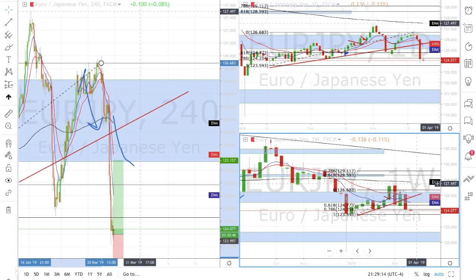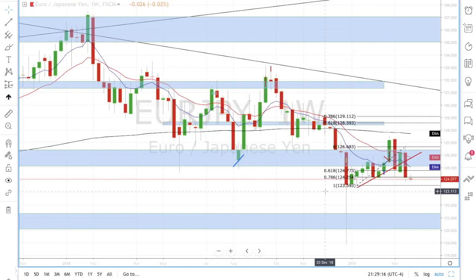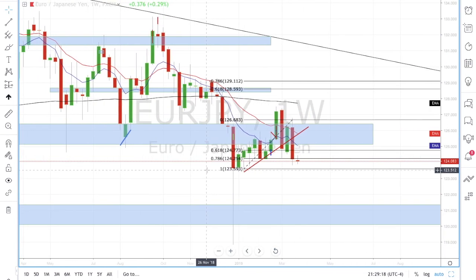Not sure exactly what I mentioned in the last video I just recorded, but I'm sure it's the same thing I'm about to mention now. You guys can see that price is far away from the 200 EMA on the weekly, so that tells you it's probably going to go retest that area.